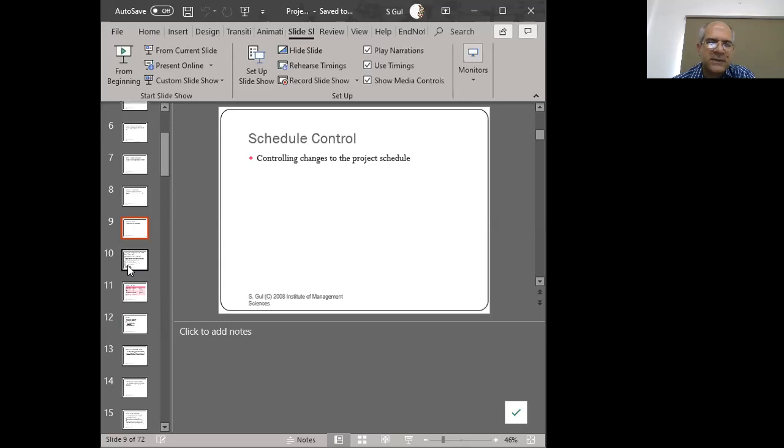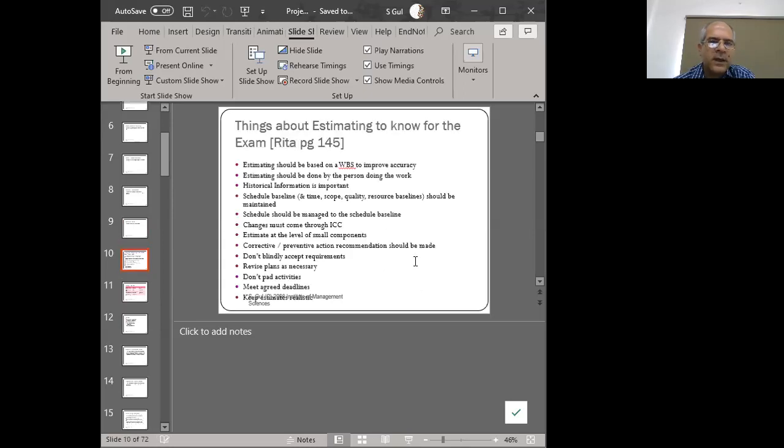Now, there are things that we have to remember, not for the purpose of the exam, so to speak, but things that are good practices, right? These are some of the things that you have to recall. One is that estimates should be based upon the WBS to improve the accuracy of the estimate. So if you don't have a WBS, you actually should have one. And if you have a WBS, then you need to make sure that you're making your estimates based upon your WBS, because that will aid in improving the accuracy.